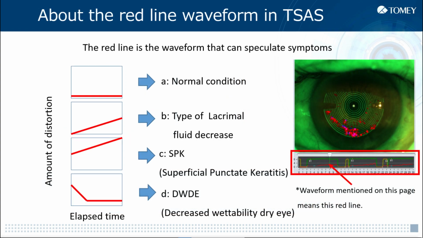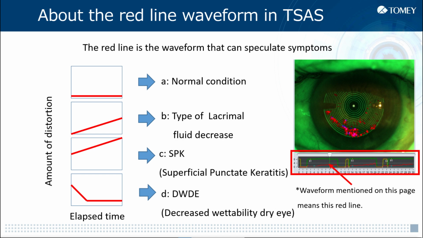Here is more information about the red line in the graph at the bottom of the analysis screen. Actually, this can also help us to speculate the symptoms of dry eye. The top one, in which there is no distortion observed, is a normal eye. And like the second example, the amount of distortion gradually increases, which is suspected to be lacrimal fluid decrease dry eye. In the third example, the distortion is observed from the beginning and gradually increases, which is suspected to be SPK, superficial punctate keratitis, or some other corneal disease. So the initial breakup is not because of dry eye but because of corneal disease.